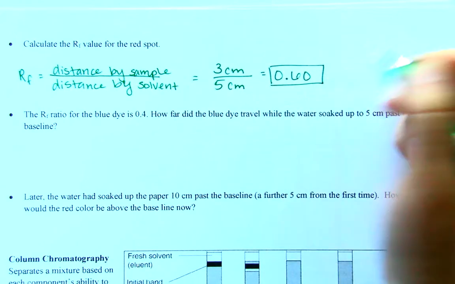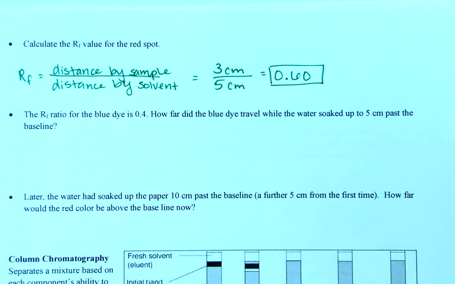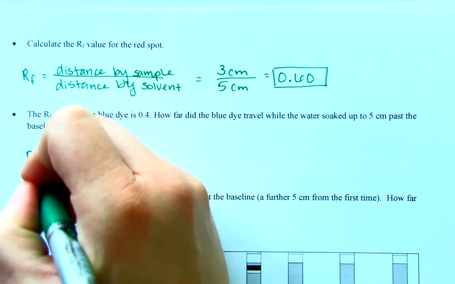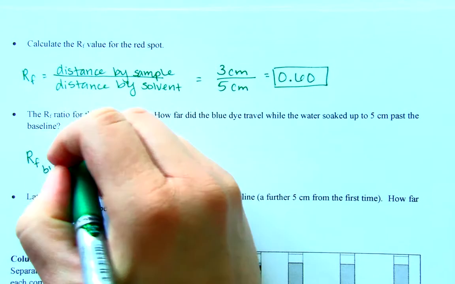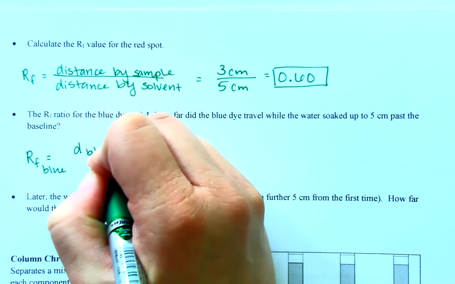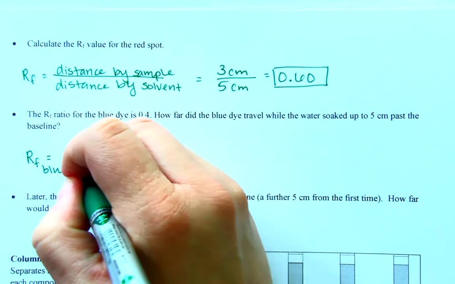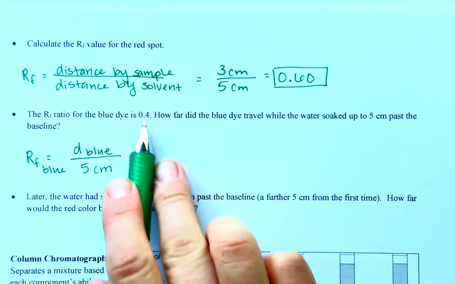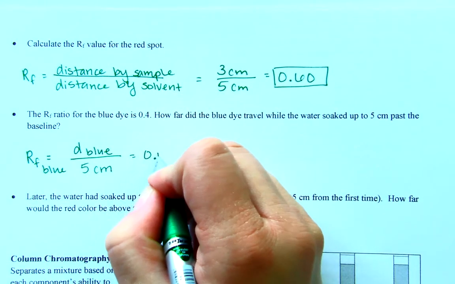The RF value for the blue dye is 0.4. How far did the blue dye travel while the water soaked up to 5 centimeters past the baseline? So, let's plug it in. RF of blue equals the distance of blue over 5 centimeters. And we know that the RF value that's given is 0.4, so it equals 0.4.